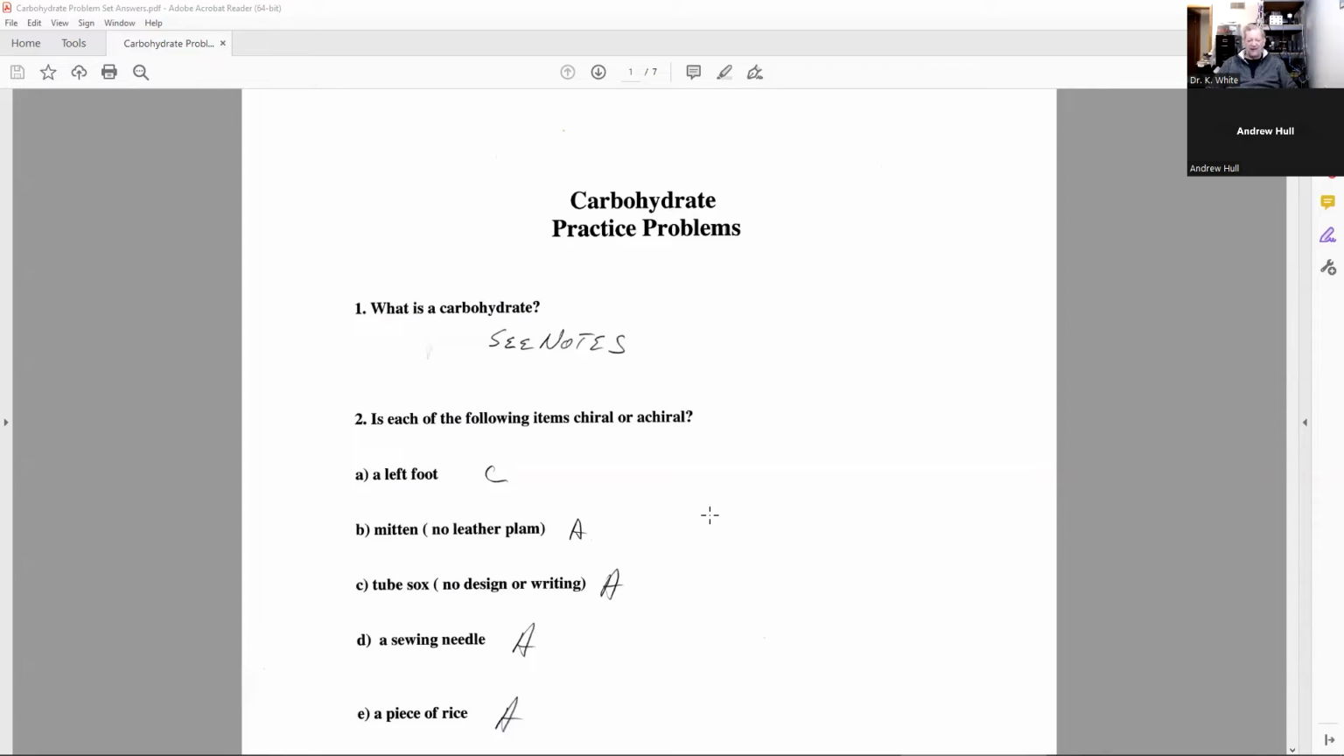Oh, I apologize. Getting near the end of the semester, Dr. White gets lazy. C knows. What's a carbohydrate? It's a polyhydroxyaldehyde or a polyhydroxy ketone, or a molecule that upon hydrolysis becomes a polyhydroxyaldehyde or ketone.